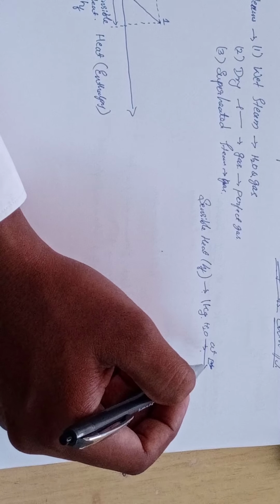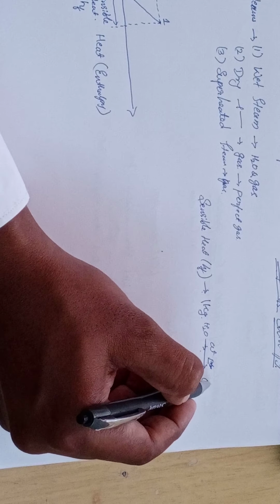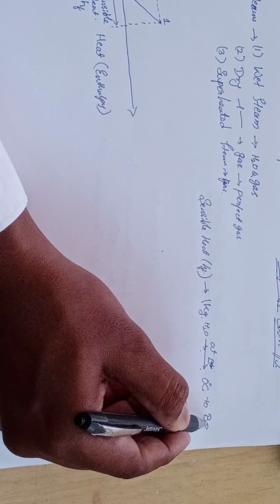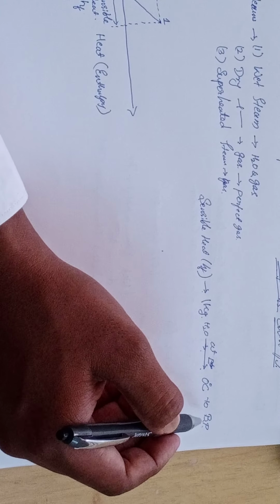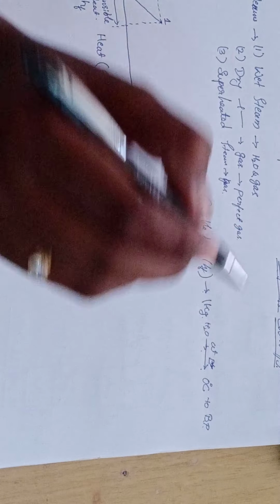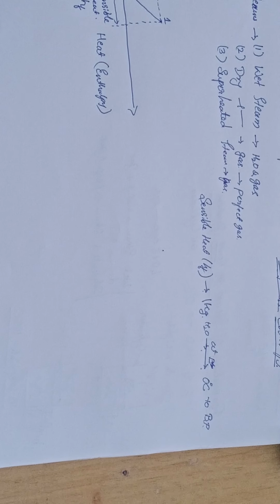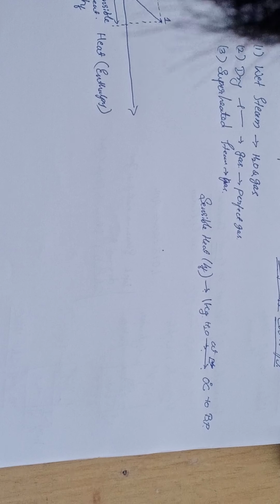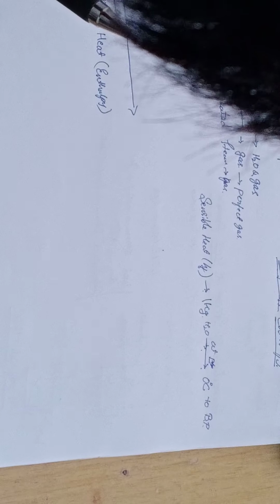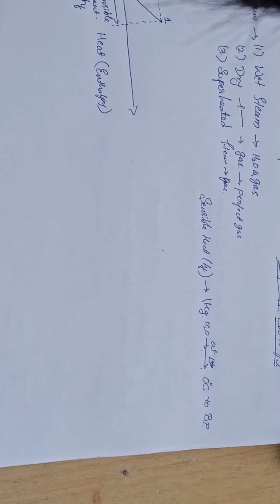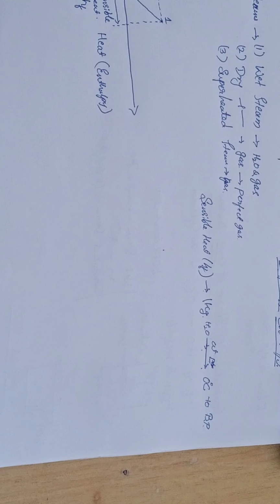At constant pressure, from 0 degrees Celsius to the boiling point, or the temperature of formation of steam, is called sensible heat. Sensible heat means: let us consider 1 kg of water at a constant pressure. Converting it from 0 degrees Celsius to its boiling point, or saturation temperature, is called sensible heat.